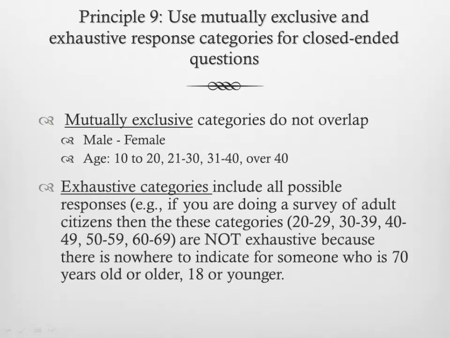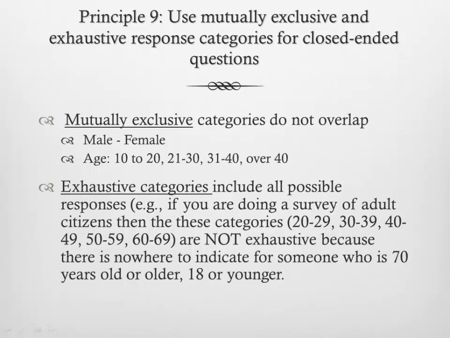Principle 9, use mutually exclusive and exhaustive response categories for closed-ended questions. Mutually exclusive categories do not overlap. You're either male or female, you're either 10 to 20 years of age, 21 to 30, 31 to 40, and so on.